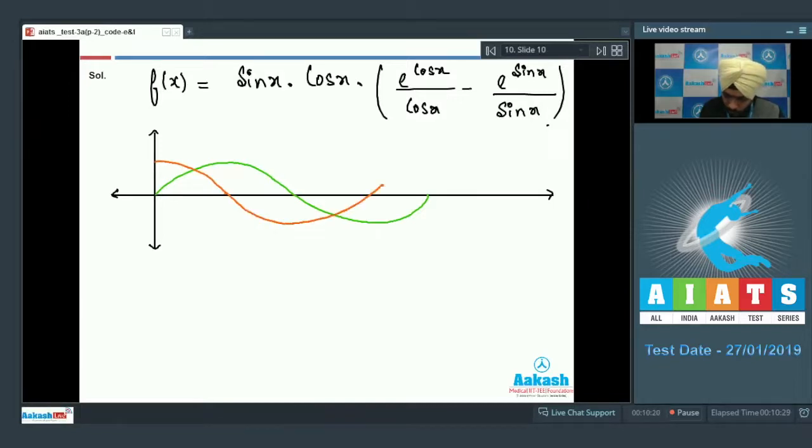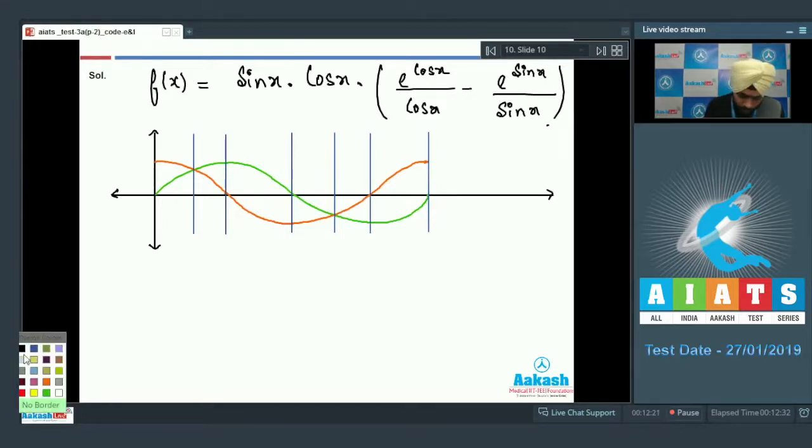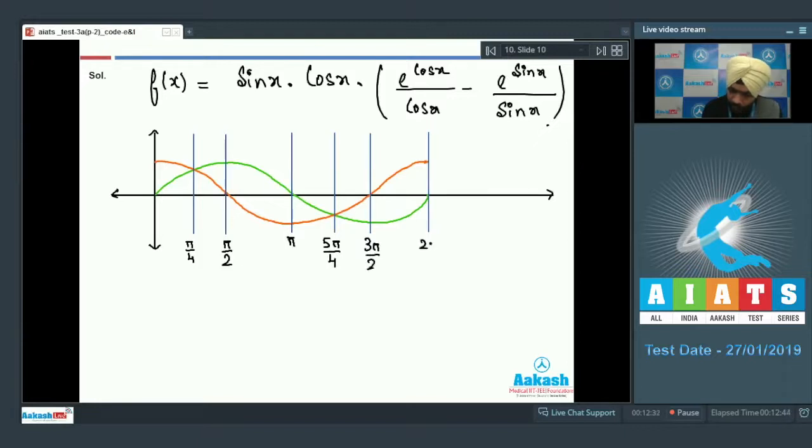This is the graph of cos x. So let us mark certain points: pi by 4, pi by 2, pi, 5 pi by 4, 3 pi by 2 and 2 pi. Students, from 0 to pi by 4, sin x and cos x are both positive, so the outer term is positive.